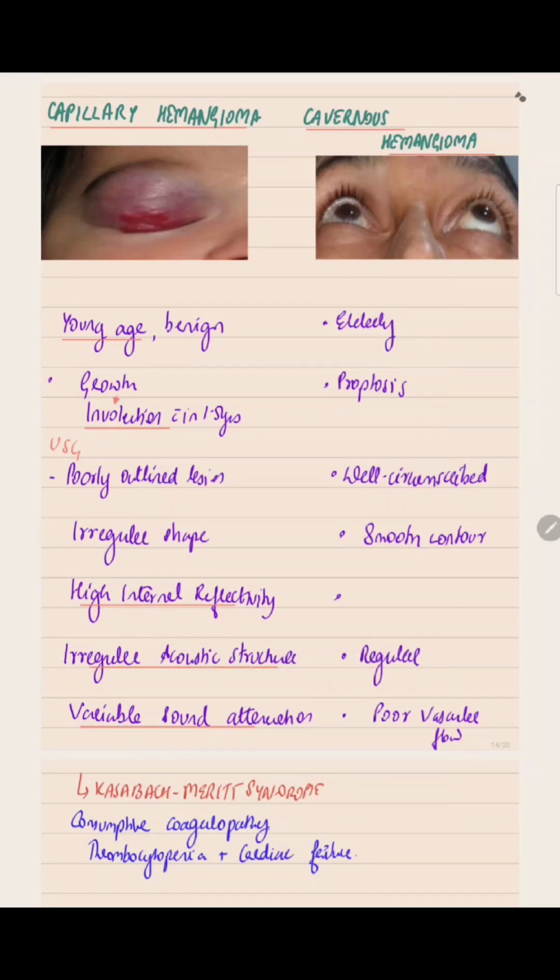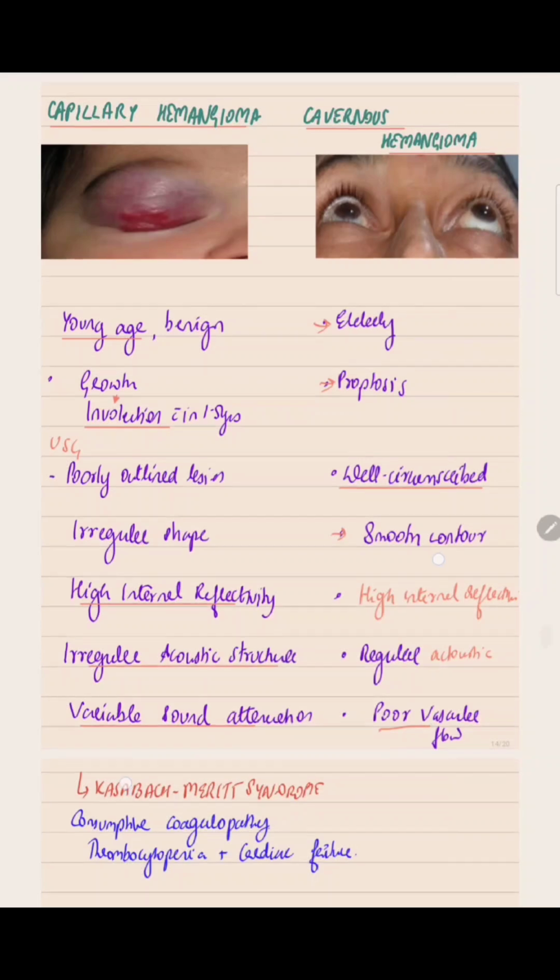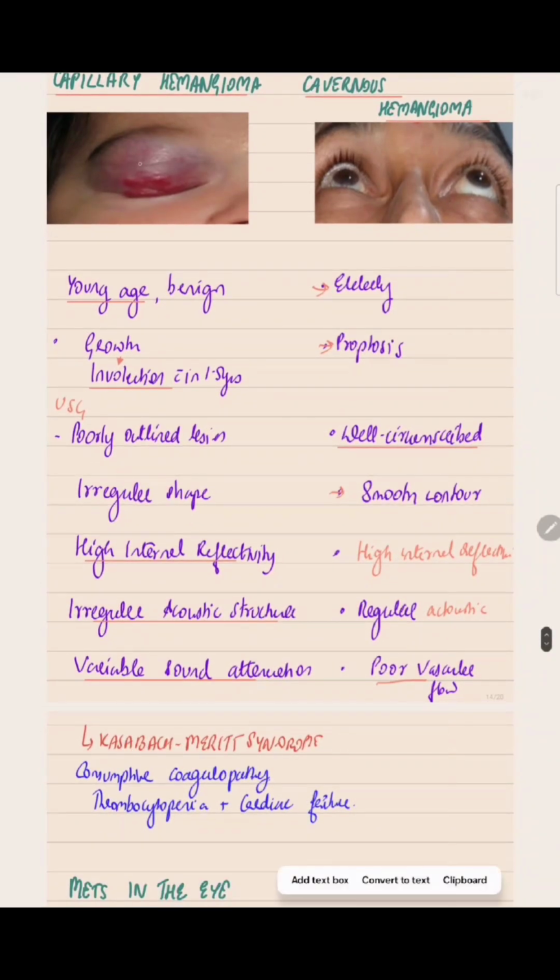In case of cavernous hemangioma, the proptosis is axial, and it is usually seen in elderly patients. It is a well circumscribed lesion. Cavernous hemangioma, well circumscribed lesion, smooth contours will be there, unlike capillary, which is irregular in shape. Here also there is high internal reflectivity on ultrasound. Then it will be regular acoustic structure. Then there is poor vascular flow. Typically capillary hemangioma has this typical strawberry nevus structure.